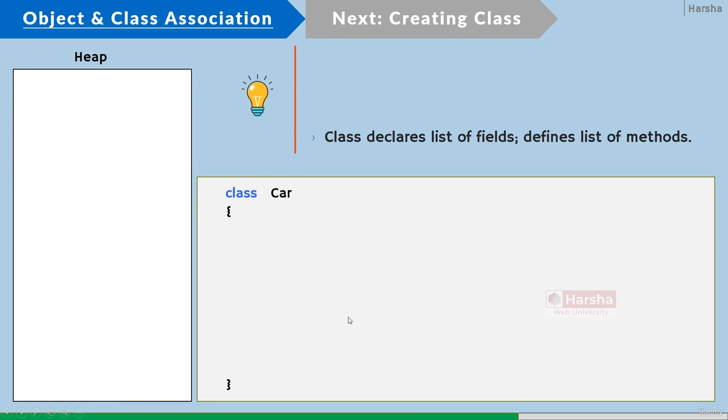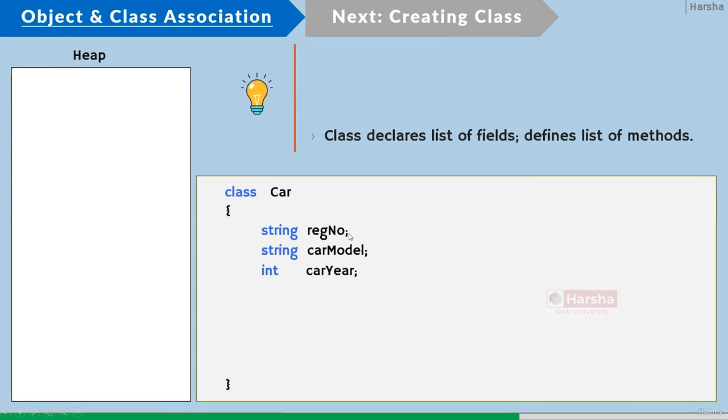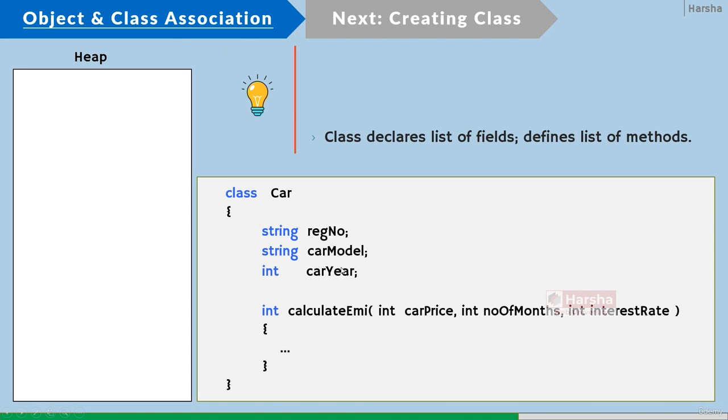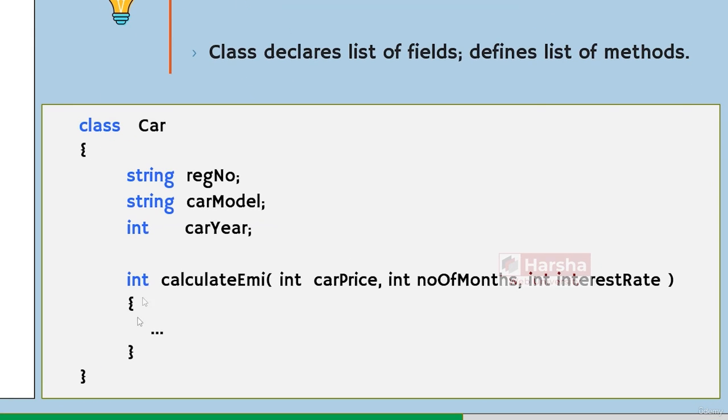To understand how the class and objects are associated, let us take an example. For example, you have a class called Car and it has fields, for example, registration number, car model and car year. This is the model of a car. So these three fields will be repeated for every object. And also you have a method called calculate EMI, which is a part of the Car class itself.